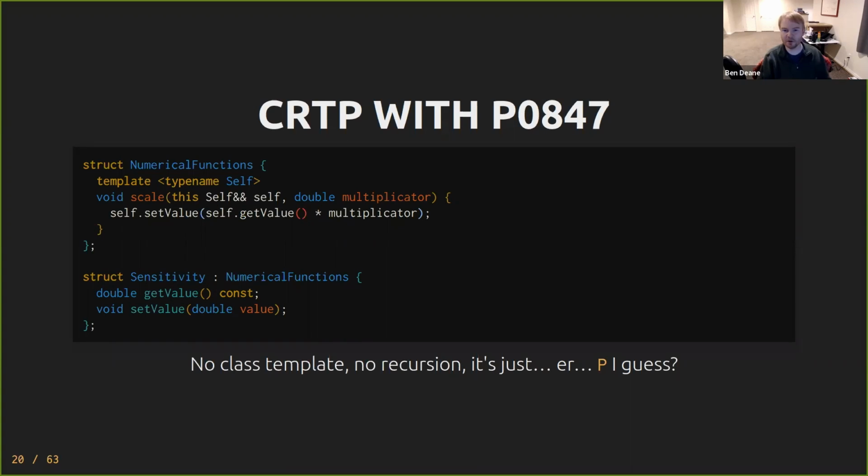Right, I think I see what you're saying. That the base was a template before and it's not now. So you can't have a pointer to a template, but you can now have one. Well, you can if you said NumericalFunctions of Sensitivity, but that's really cool.